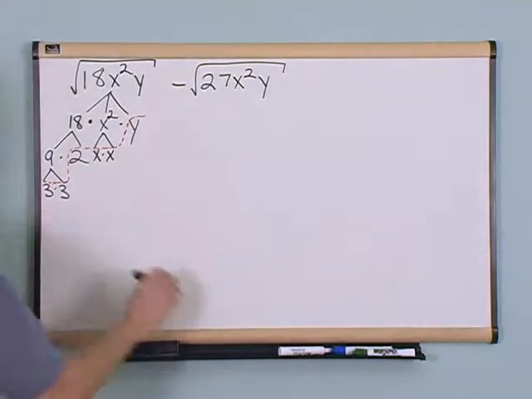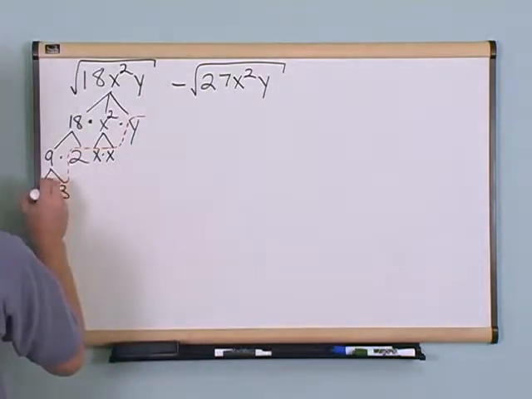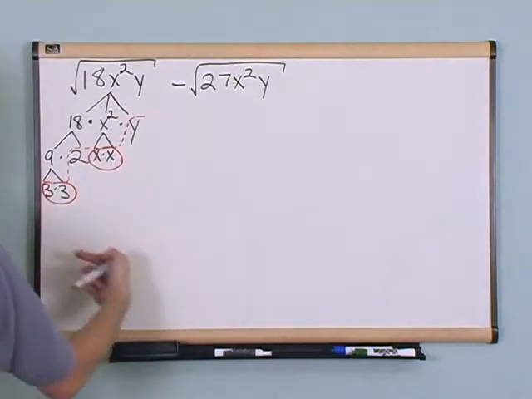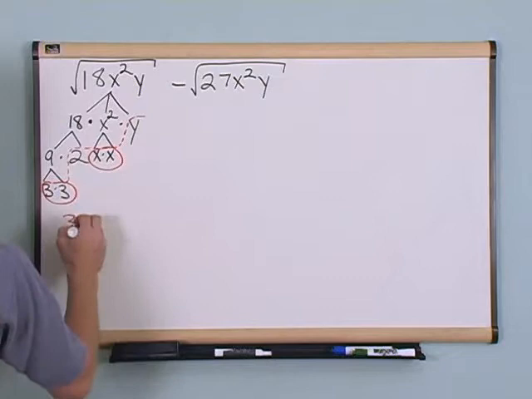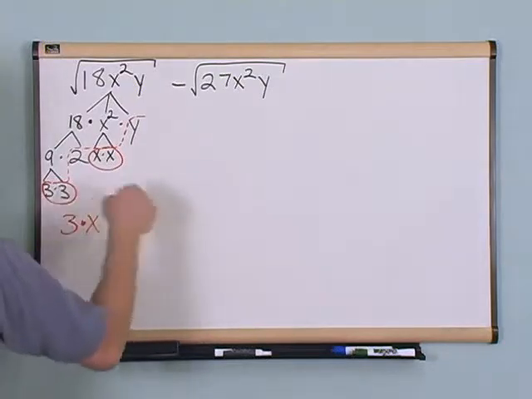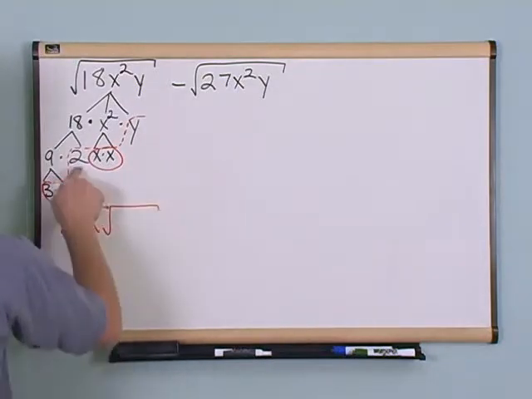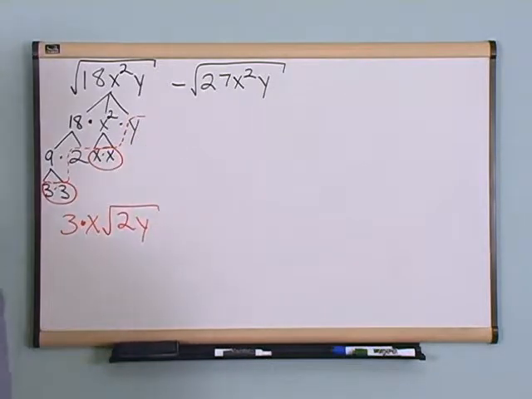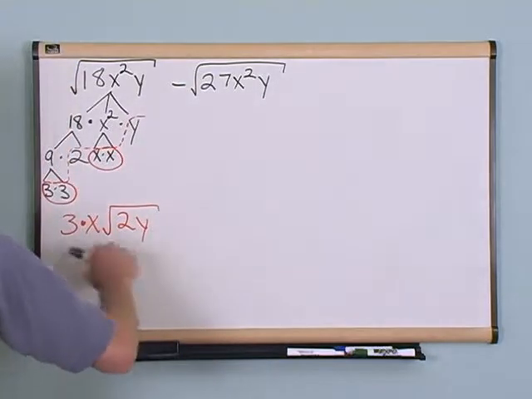Okay? So if you look, I've got one pair here, another pair here. So a 3 is going to come out, and x is going to come out of the radical. Underneath the radical, I'm left with a 2 times a y, because there's no pair there, so it has to stay inside. Okay? So that's done with that part of the problem.